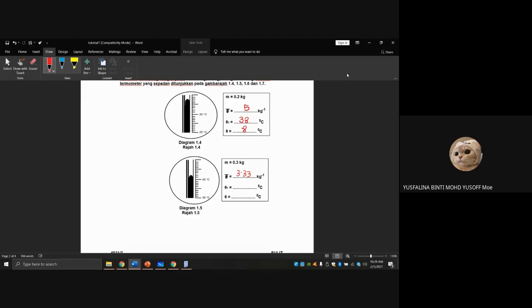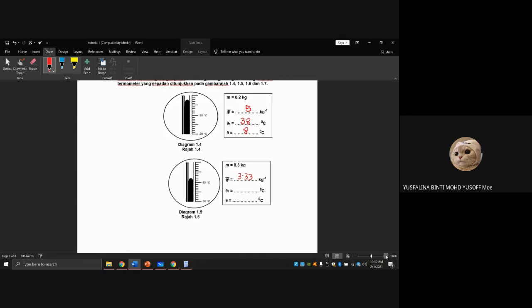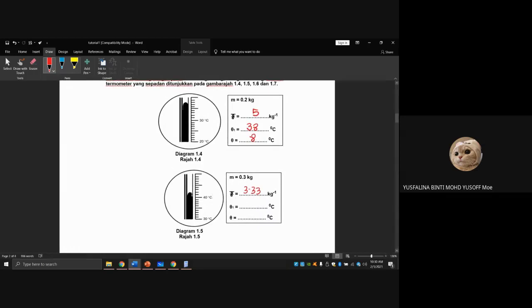3.33. Alright. And then how about theta 1? What's the reading for theta 1 here? If you cannot see it clearly, I will make it bigger for you. This one is 42. Yes, very good. 42. Then how about theta? Theta is the change of temperature.